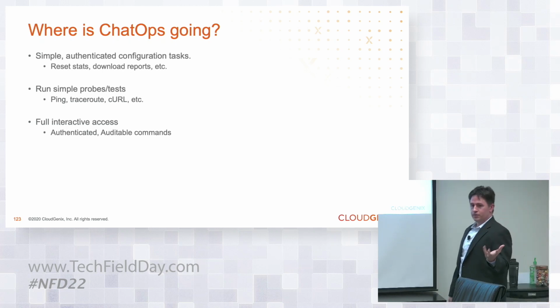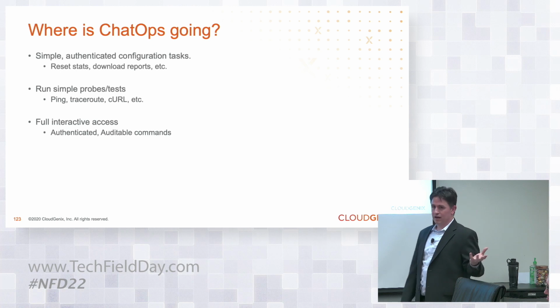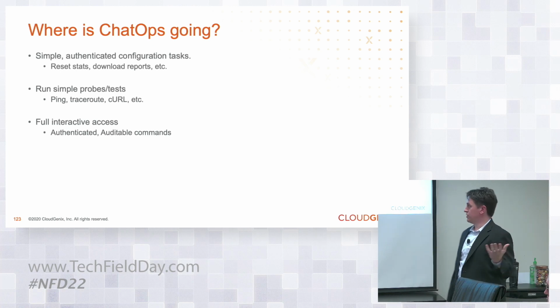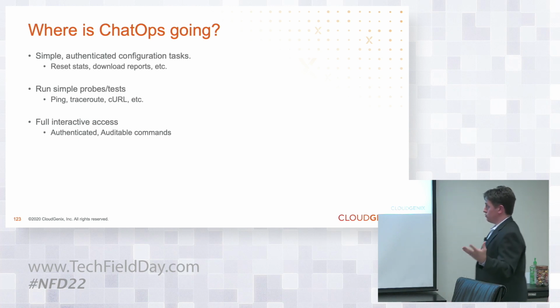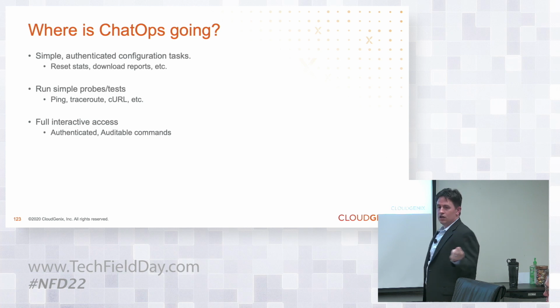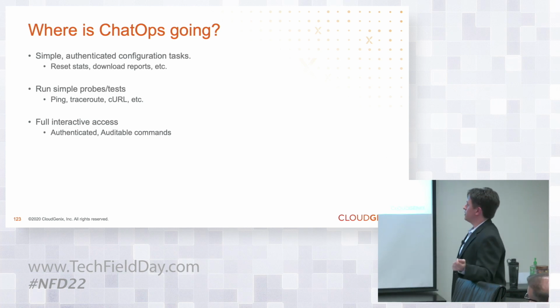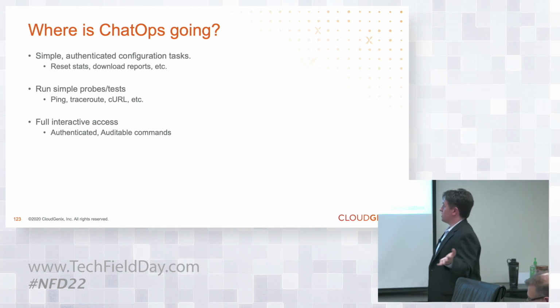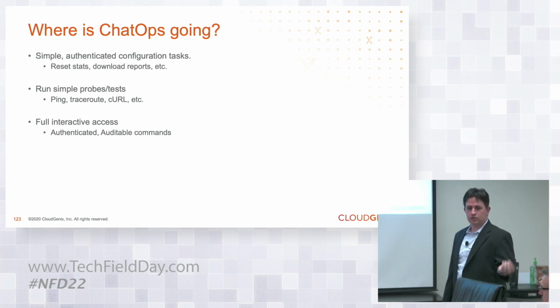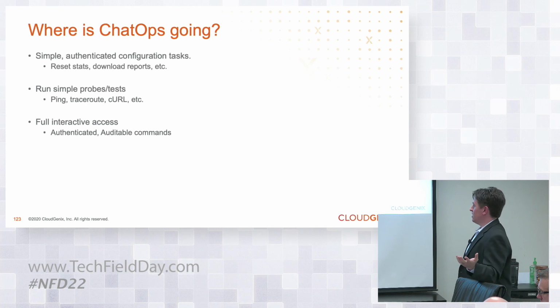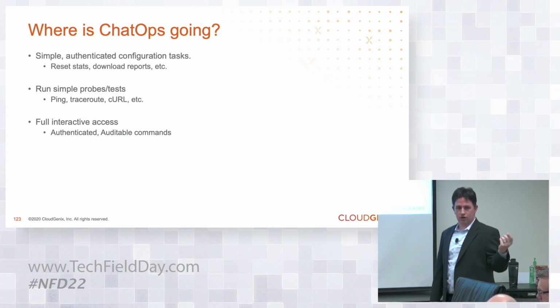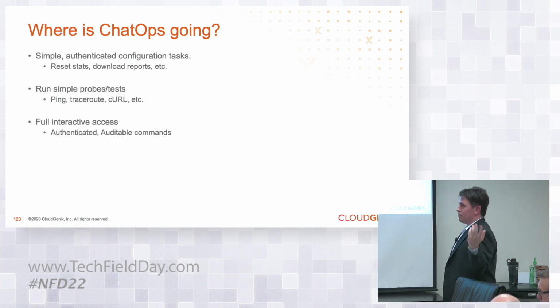So where is ChatOps going? Today we provide a lot of ChatOps capability to customers, and customers have built integrations to do really neat status. But where things will be going is simple authenticated configuration tasks. Maybe I want to bounce an interface. Maybe I want to clear statistics or download a report, that's more interactive and offline. And I also want to be able to run simple tests. Let's say I want to run a ping, a traceroute, or a curl test at the edge. Let's have a bot do it, but in an authenticated manner.